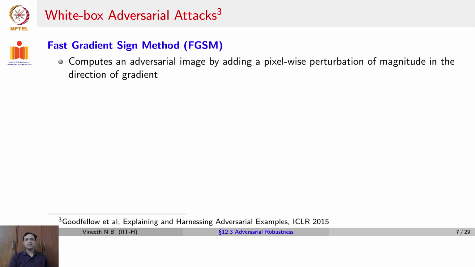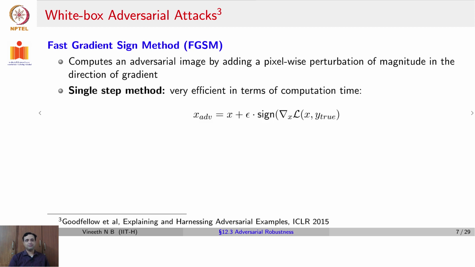Let's now see a few methods that do what is known as white box adversarial attacks, which means they assume that they have access to the model's parameters to be able to attack the model. One of the prominent methods in this context is known as FGSM, or fast gradient sign method, where the model computes an adversarial image by adding a pixel-wise perturbation of magnitude epsilon in the direction of the gradient.